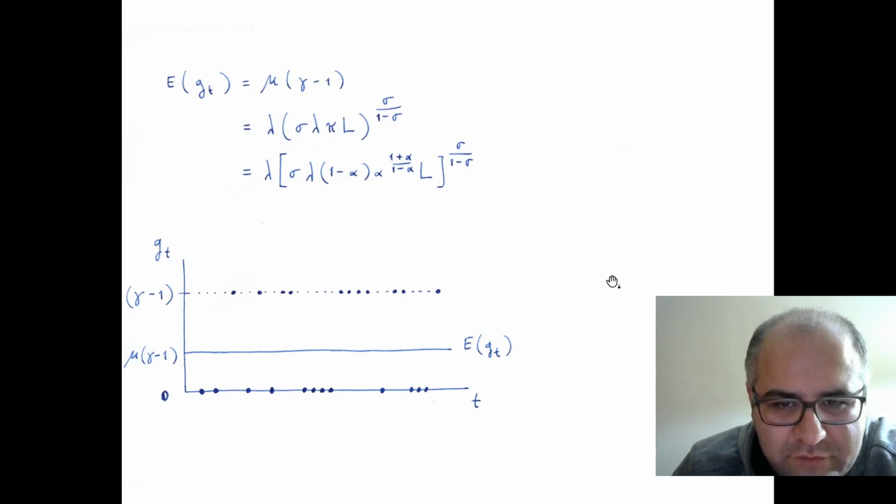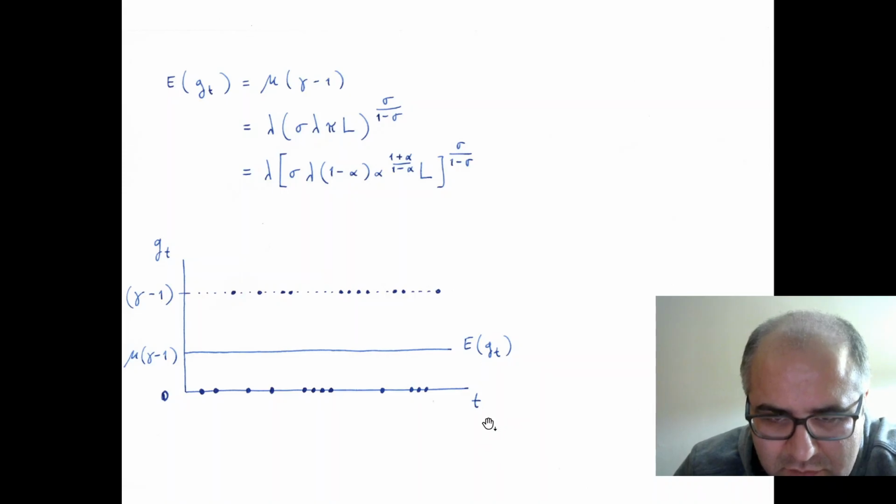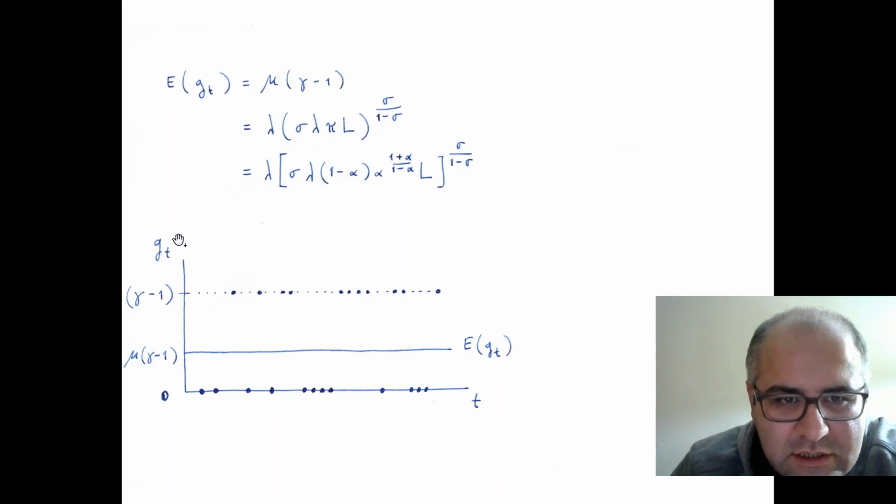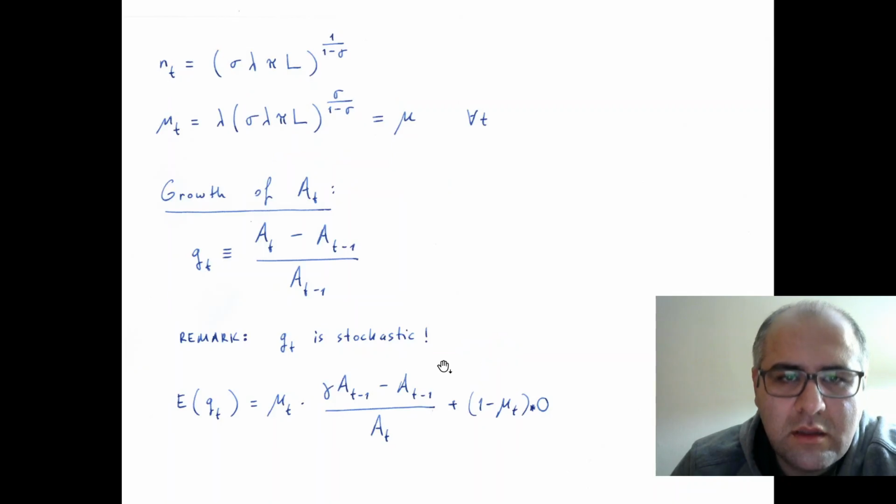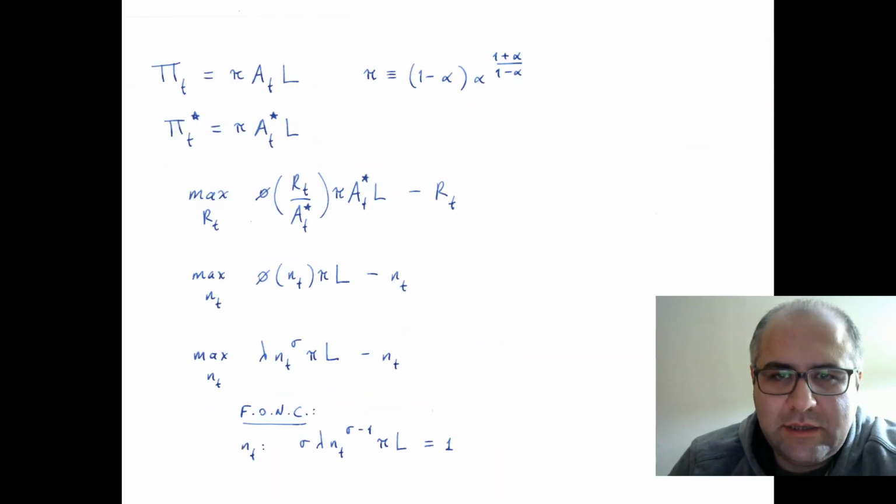And you see the graph here. Time t is now located on the horizontal axis, and g_t is on the vertical axis. In some periods it is 0. In some periods it is gamma minus 1. So the expected growth rate is mu times (gamma minus 1). Okay, so that's the idea.